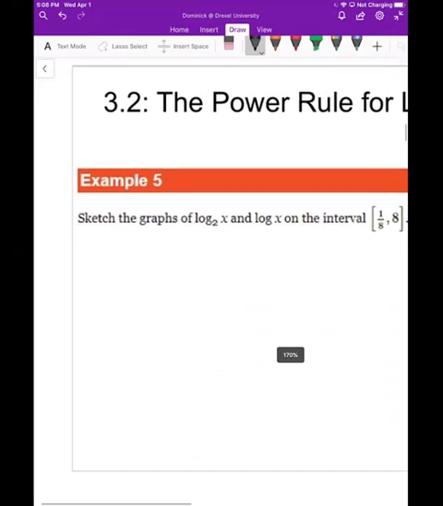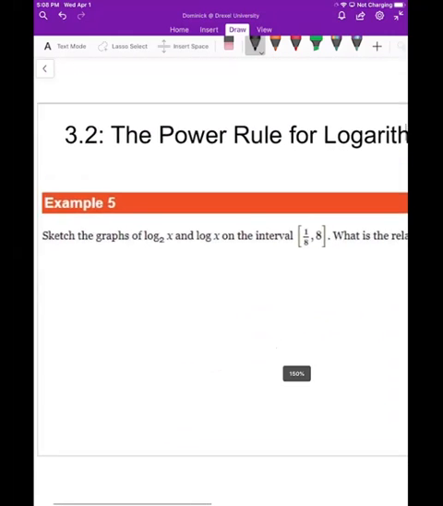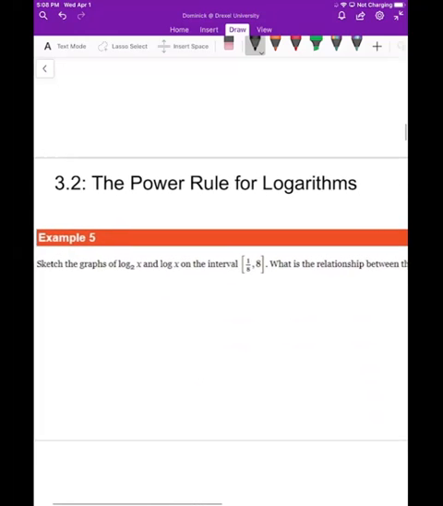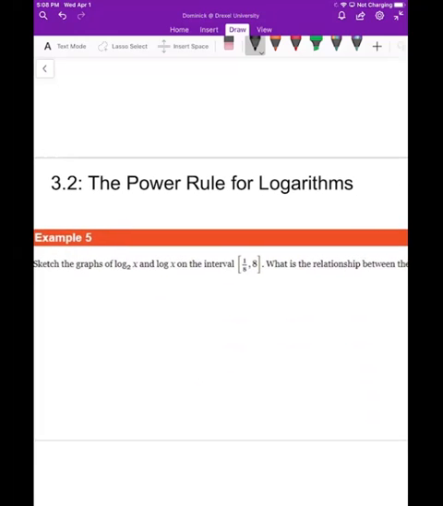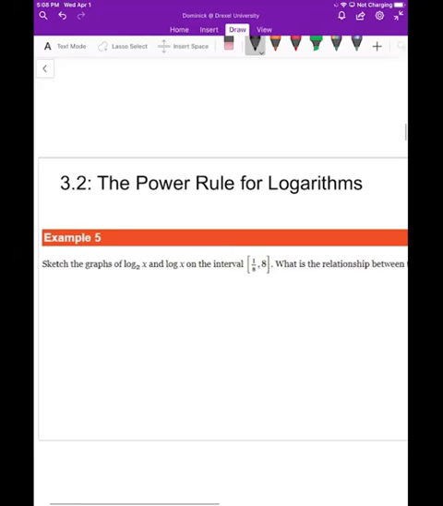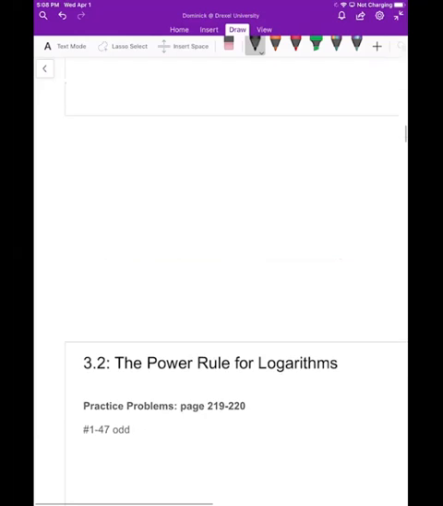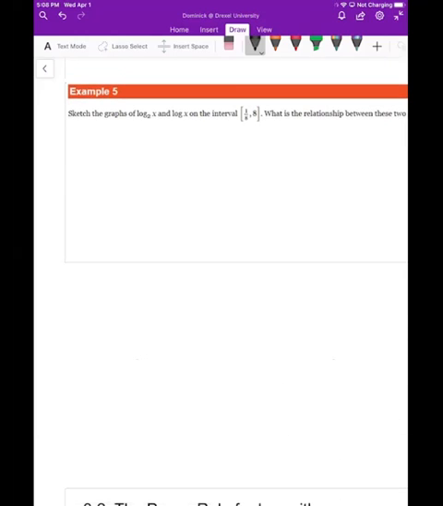One more example that we'll look at is I want to look at the graphs of log base 2 of x and the common log of x on the interval 1/8 to 8 here, right? This will be the last one that we do. So let's look first at log base 2 of x. And we'll say this is equal to y. Now what does this mean? This really means that 2 to the y is equal to x, right?